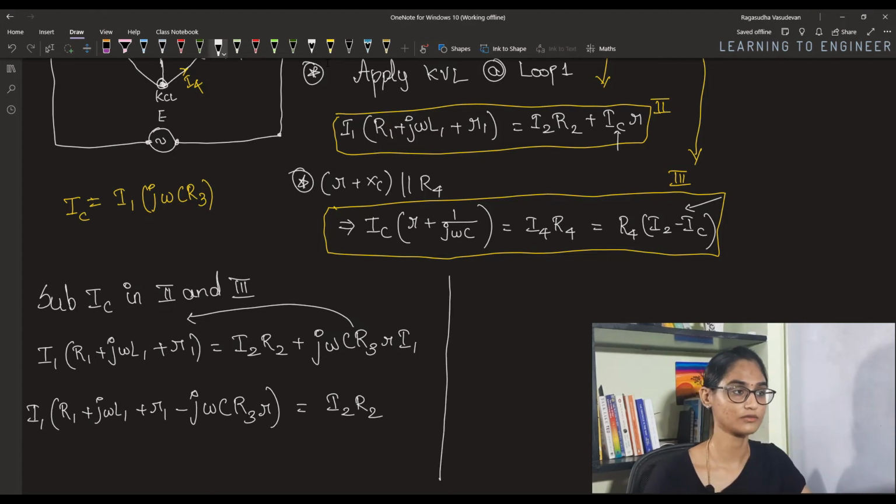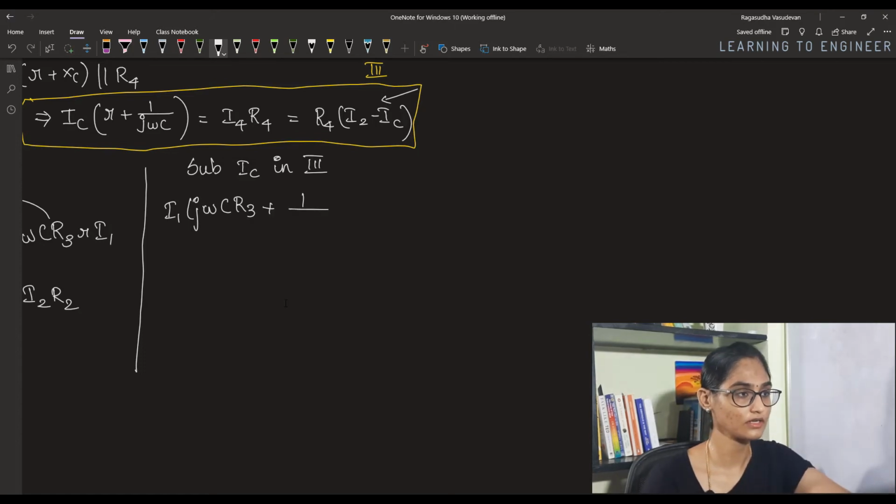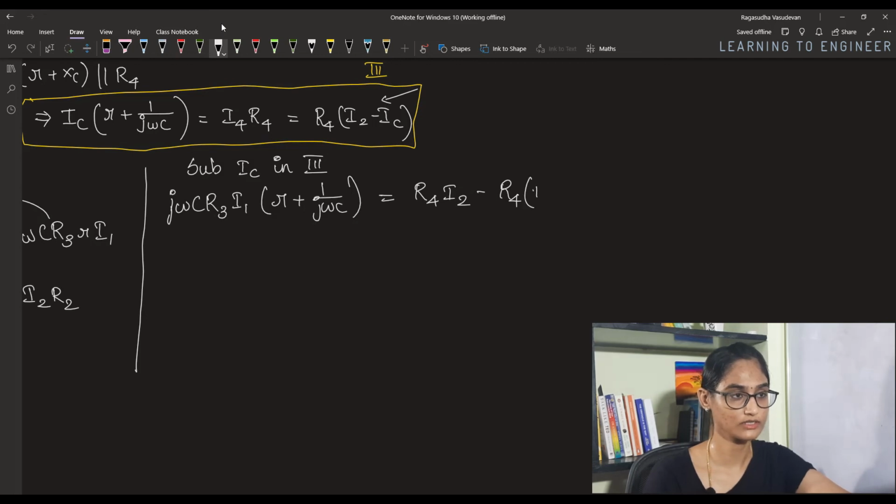So now let's substitute the value of IC in the third equation. I1 into j omega C R3 plus 1 divided by j omega C. IC is j omega C R3 into I1. So this is the value of IC. IC into r plus 1 divided by j omega C. This is equal to R4 I2 minus R4 into IC. IC is nothing but I1 into j omega C R3.